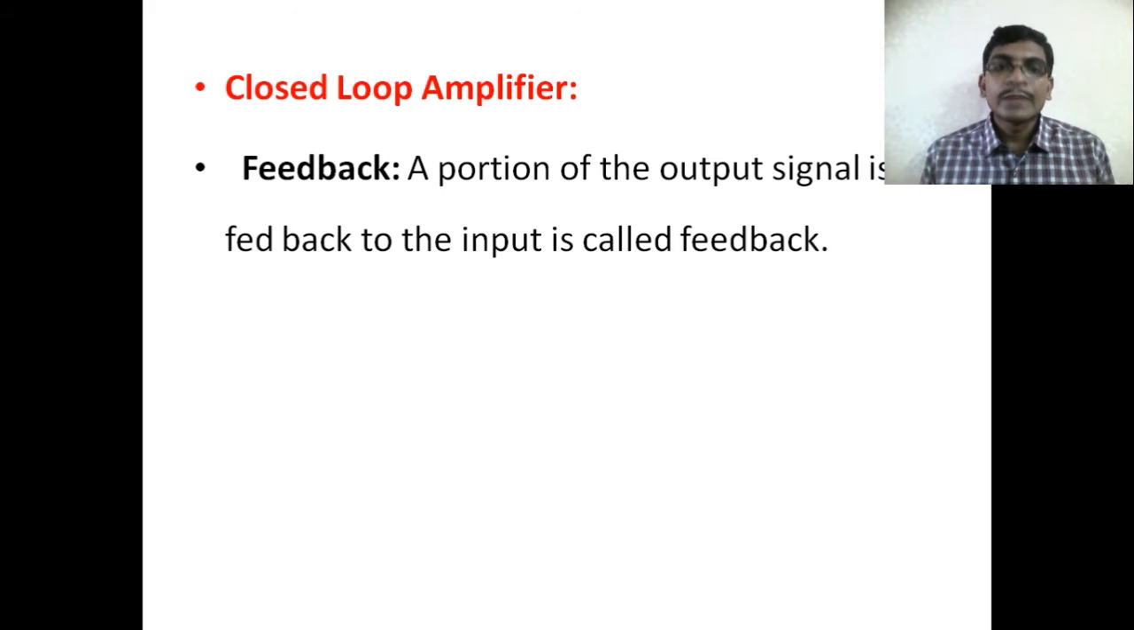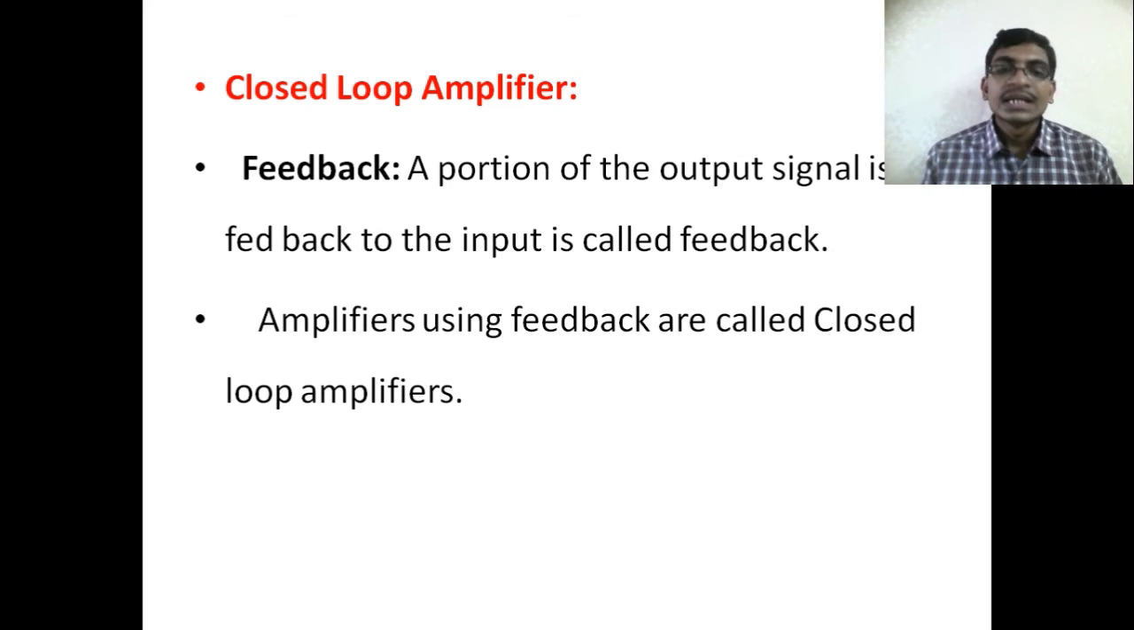The feedback definition: a portion of the output signal is fed back to the input is called feedback. Okay, we are not giving the entire output signal as input as a feedback, but we are giving some portion of the output signal as a feedback to the input side. That is called feedback. Amplifiers using feedback are called closed loop amplifiers. This is the definition for the closed loop amplifier. What is a closed loop amplifier? The amplifier which uses the feedback is called a closed loop amplifier.